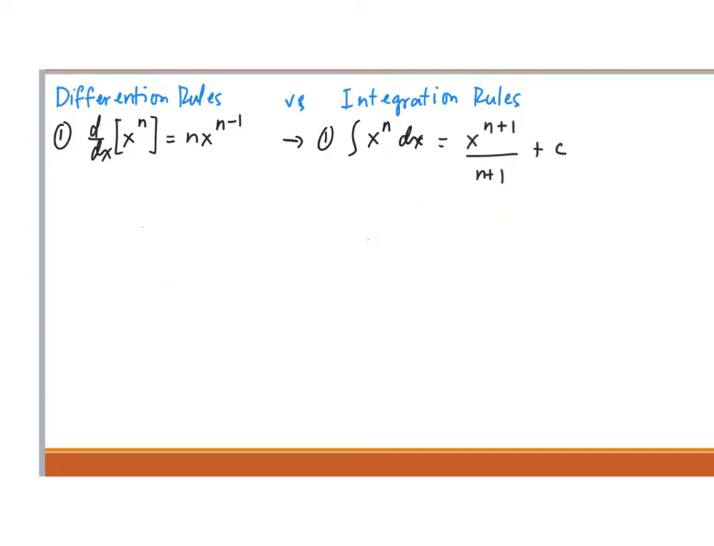Rule number 2. In differentiation, suppose we have the function x to the n and we multiply it by a constant k and we get the derivative. It will just be equal to k times the derivative of the function x to the power of n, which is just then k times n x to the n minus 1.